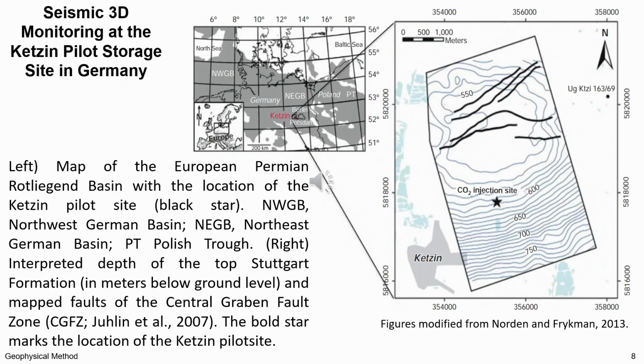This slide introduces the Ketzin pilot storage site in Germany and shows both regional location and interpreted depth to the top Stuttgart formation, along with mapped faults. This is a classic example of how 3D seismic supports pilot-scale CCS monitoring by defining the structural context, reservoir horizon, and fault framework around the storage site.